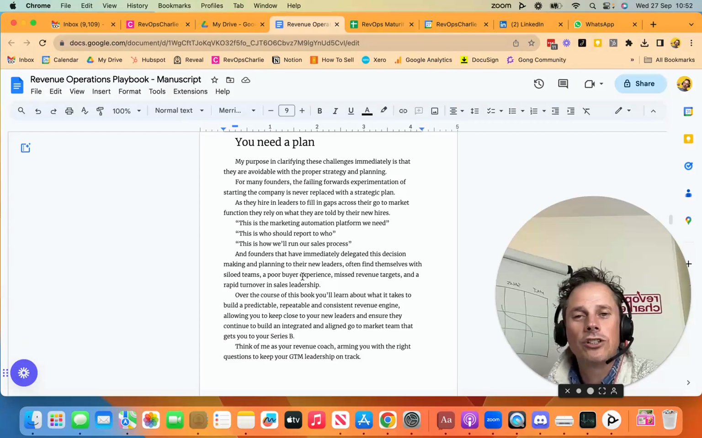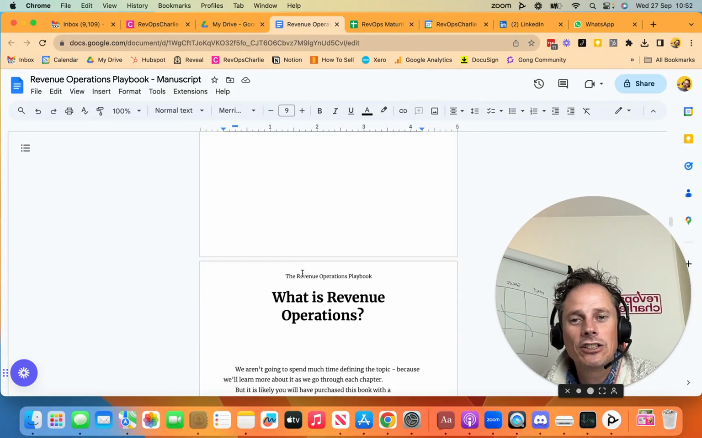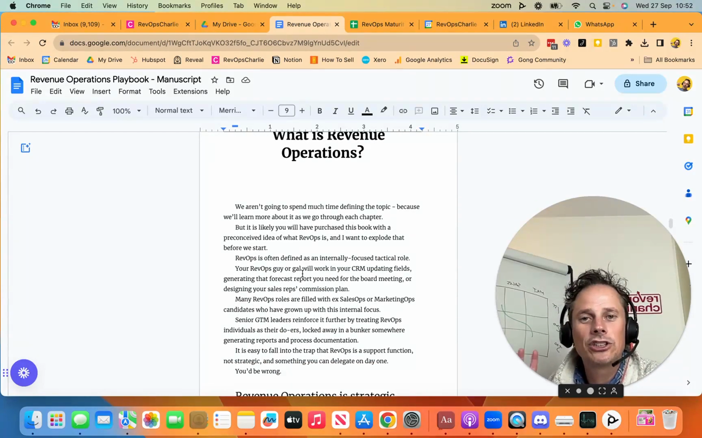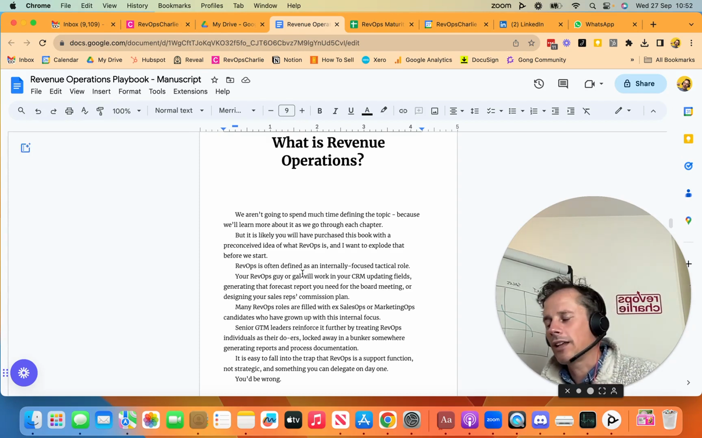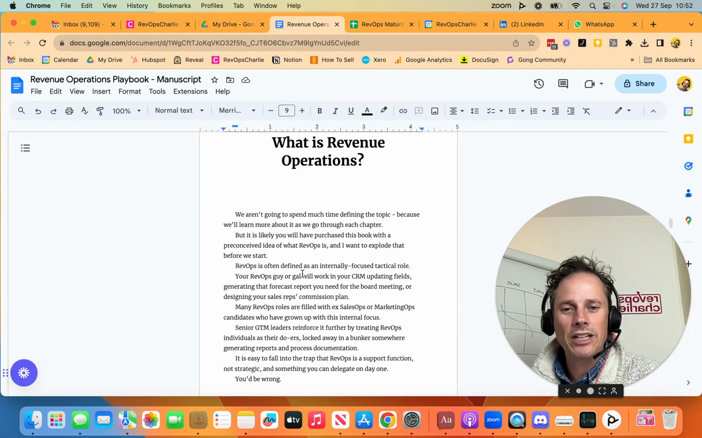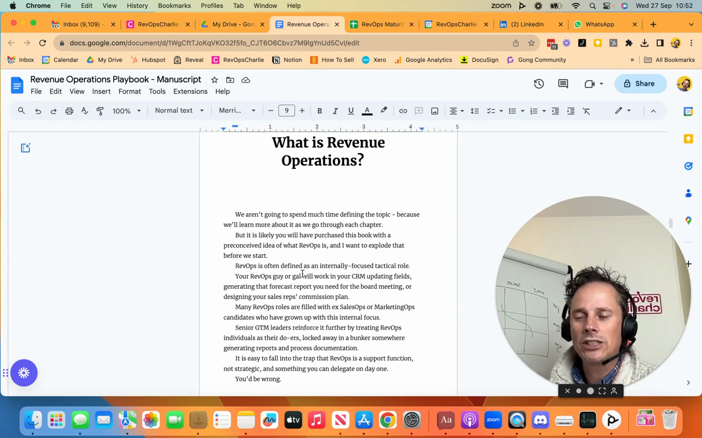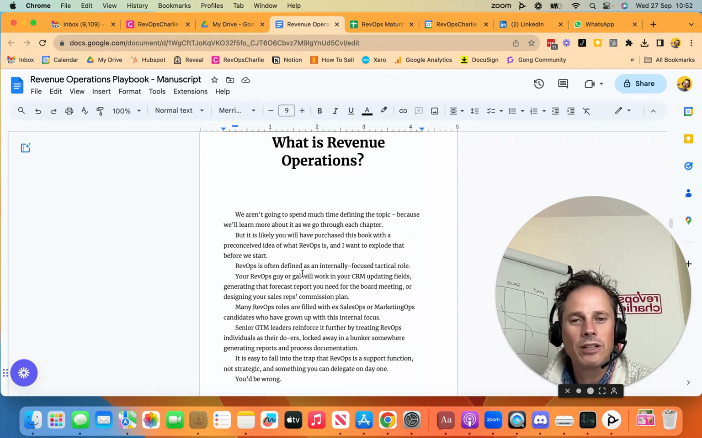And then, so you need a plan, you need a solution. And this is where I do a very short introduction to what is revenue operations. And I do that because many people will be coming into this book with a preconceived idea of what revenue operations or RevOps is. I've heard about RevOps. Yeah, it's someone that manages my HubSpot. I've heard about RevOps. It's someone that builds out the compensation model in a spreadsheet or gives me the reports that I need for my investors.